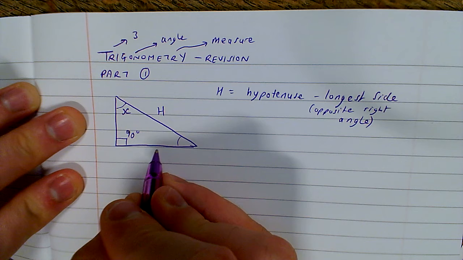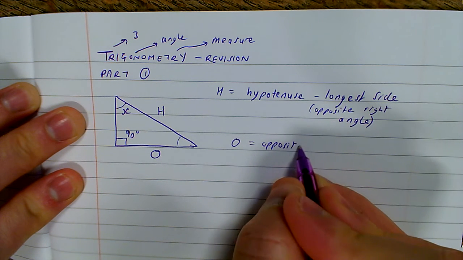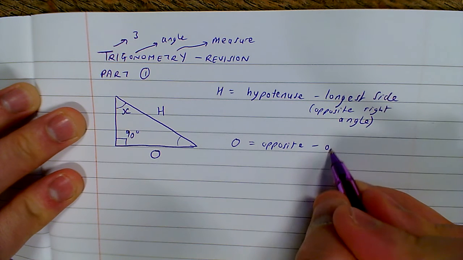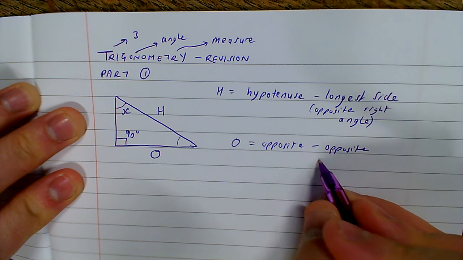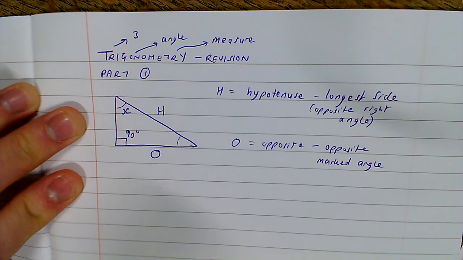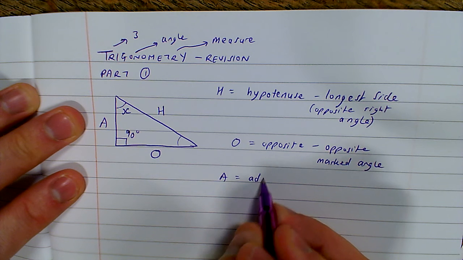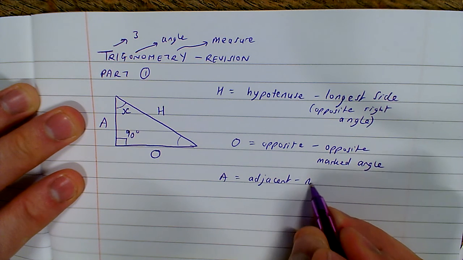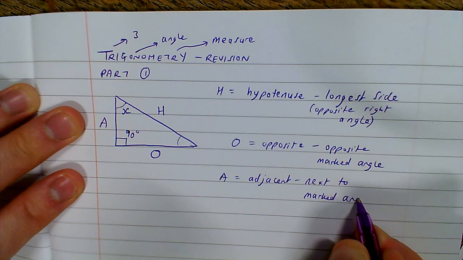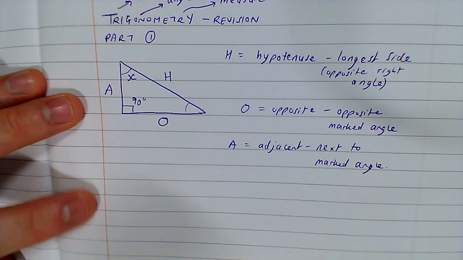This side is the opposite side. O equals opposite, and that's because it's opposite the angle marked X. Opposite marked angle. Which leaves this side, which is A, which is the adjacent, which means next to the marked angle. There we go.